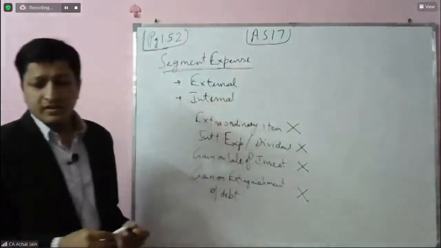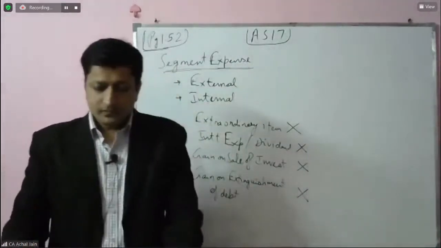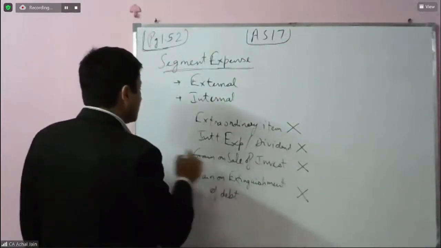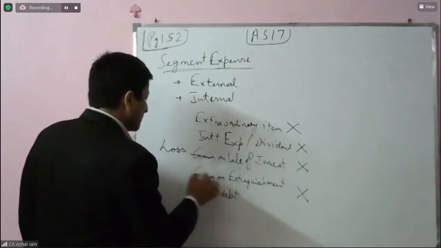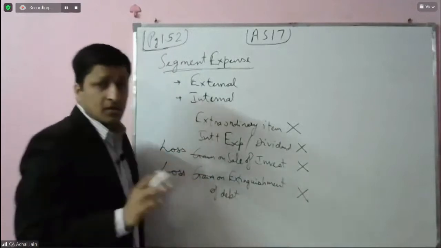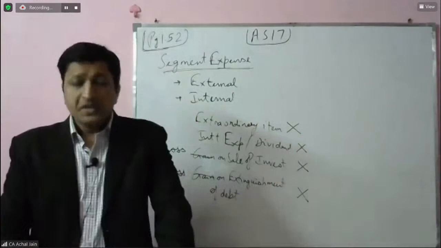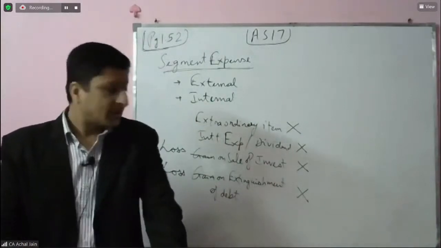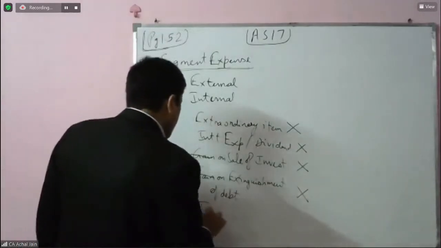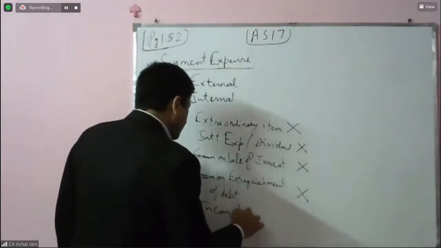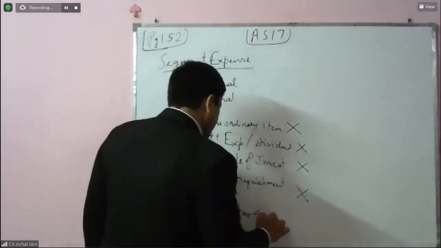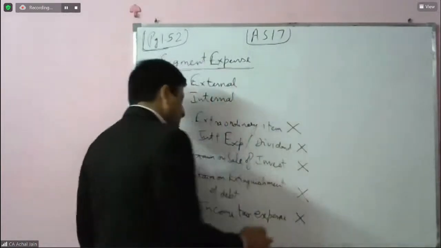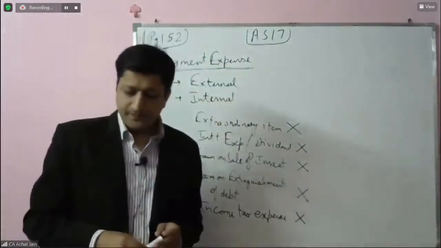Interest expense is excluded. Loss on sale of investment, loss on extinguishment of debt. So instead of gain, now this will become loss. This will not get covered. Next, income tax expense. Income tax expense will also not be forming part of this. This will also not come here.